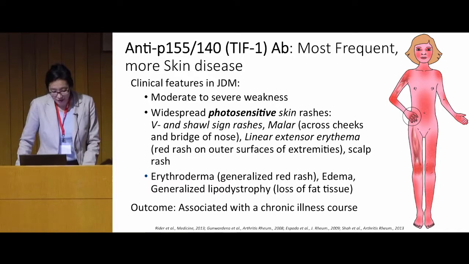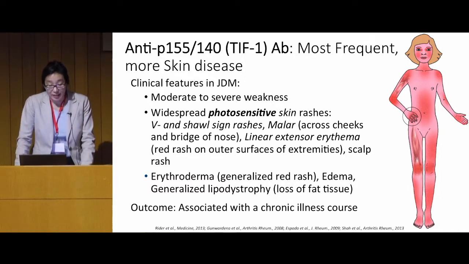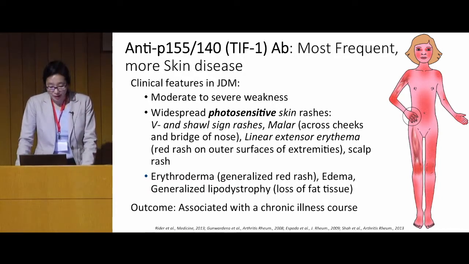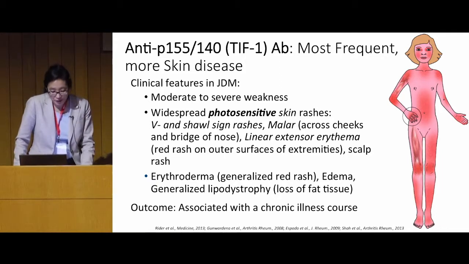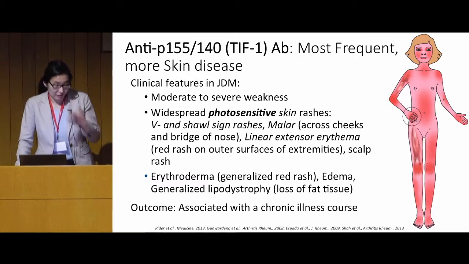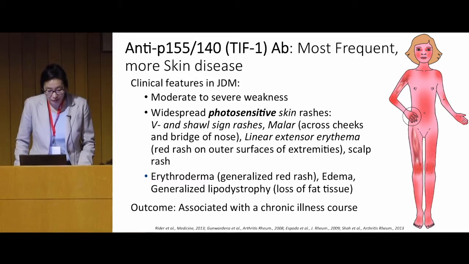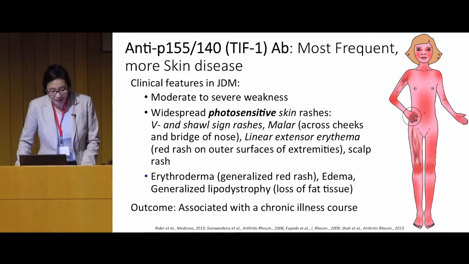Erythroderma, a generalized red rash, can be seen with this antibody. Edema, or generalized swelling, and generalized lipodystrophy, or a loss of fat tissue, has been associated with this antibody. But again, all of these features are just features that have been seen to be more associated with those juvenile myositis patients that have this antibody, and it's not 100%.